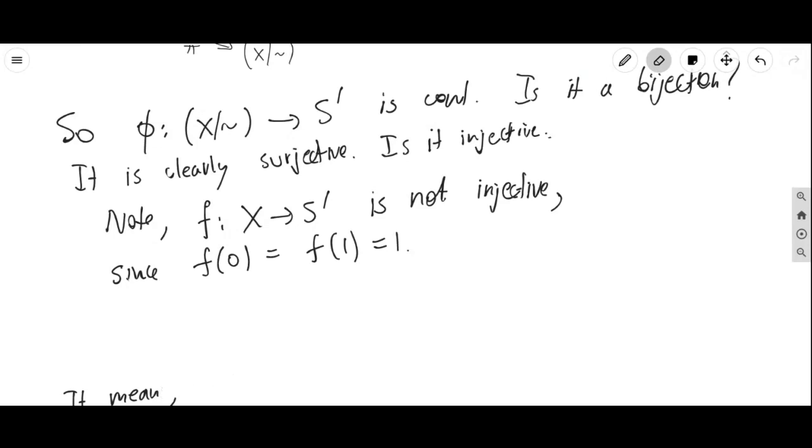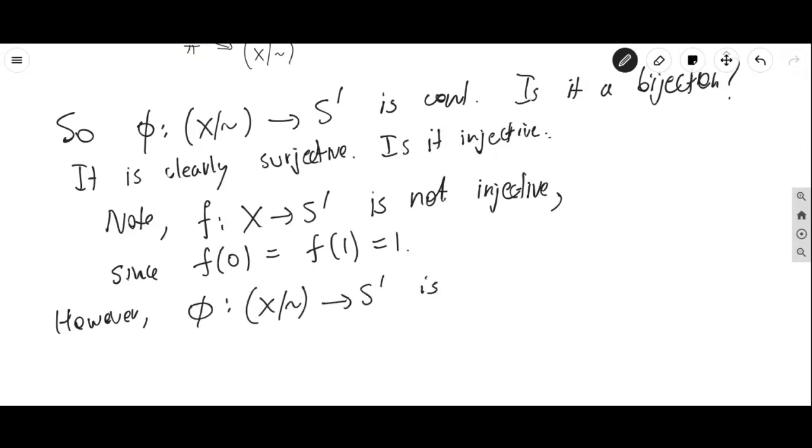However, in the quotient, something else happens. Phi from the quotient to S1 is injective since 0 is equivalent to 1.